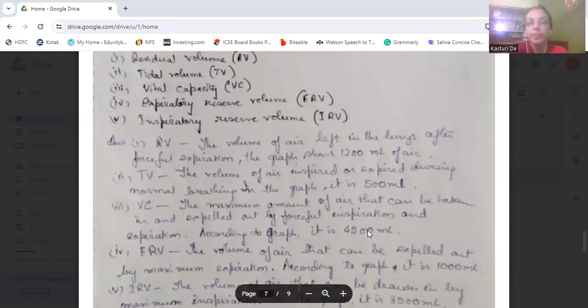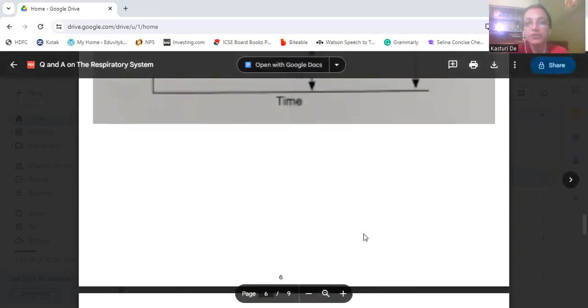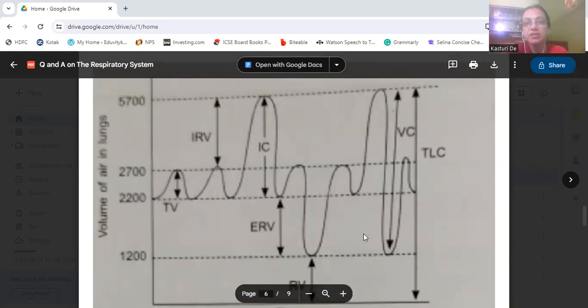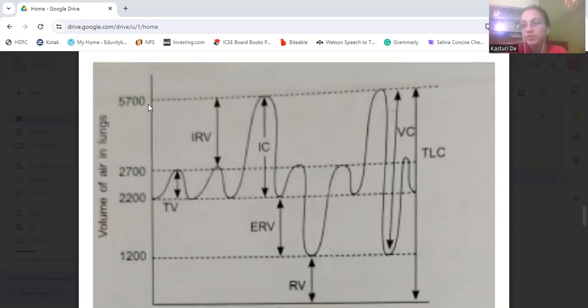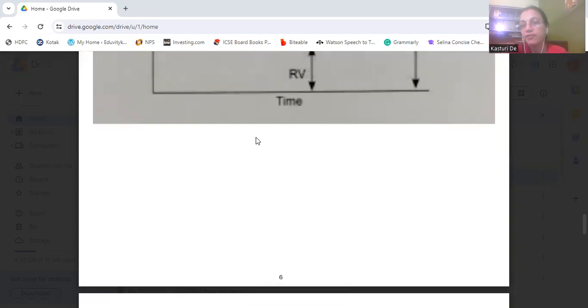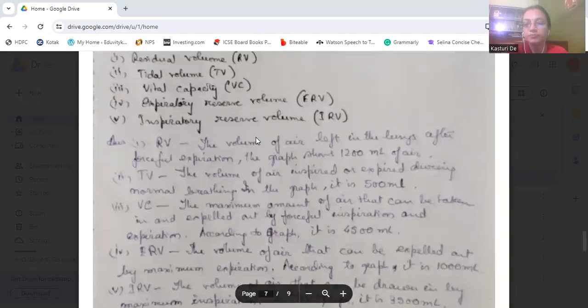Next, we come to vital capacity. The maximum amount of air that can be taken in and expelled out by forceful inspiration and forceful expiration. That is vital capacity. And what is the graph showing about this? Vital capacity is from 1200 to 5700. So how much is it? From 1200 to 5700, that is 4500 ml according to the graph.